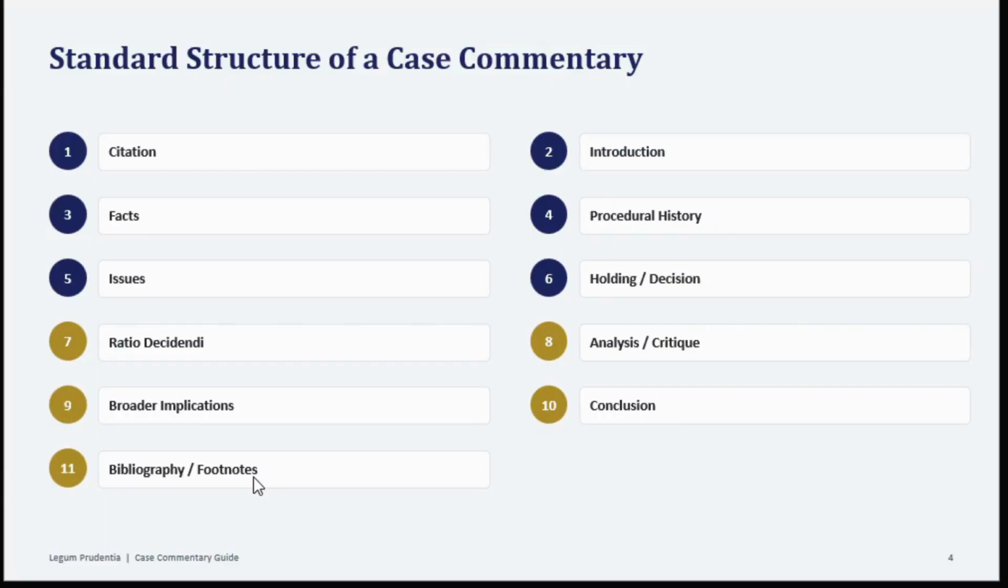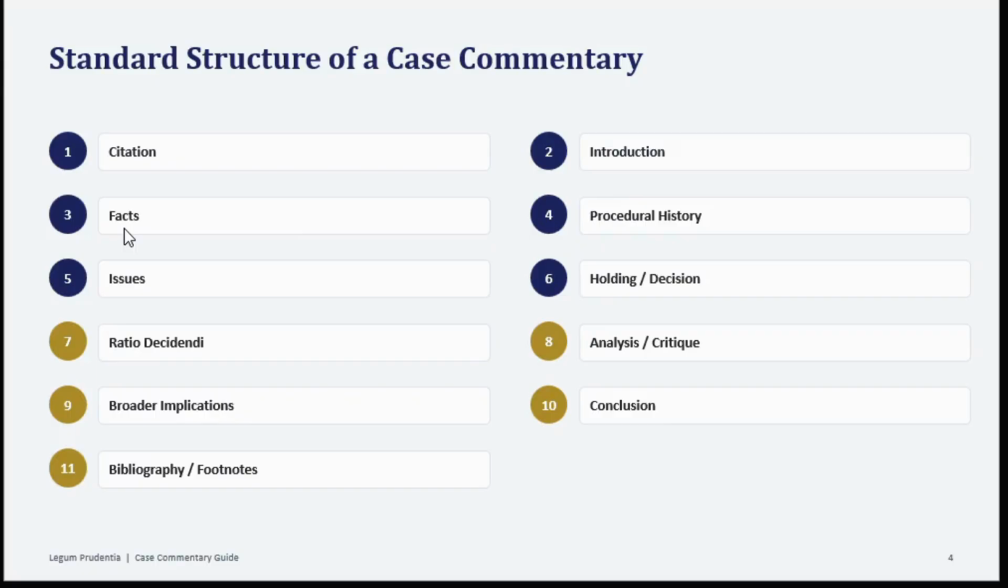Now, the standard structure of a case commentary. The first thing, which is very important, is citation. What kind of citation will you use? For someone who is situated in India, you can choose Bluebook 21st edition. But if you are not situated in India, you can use OSCOLA. And then comes the introduction. You need to write a brief introduction of the case law which you are choosing.